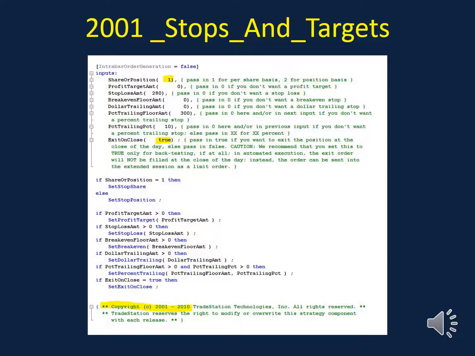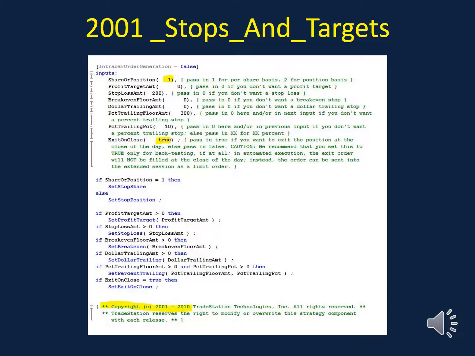Well, here's open code, and I don't show open code very often. It can be confusing, but this was copyrighted first in 2001 up to 2010, but they didn't really make any changes on it until just recently when they came out with TradeStation 9.5's newest update. They've changed the language. Here's the original language, and I highlighted where the changes will come in.